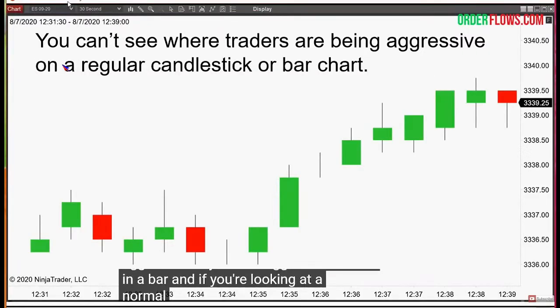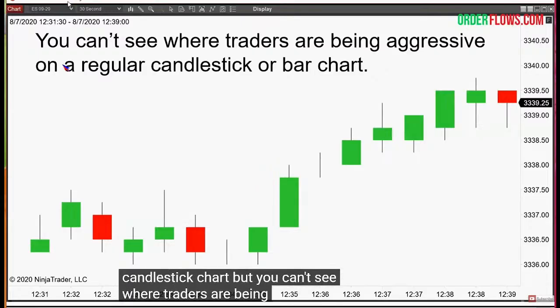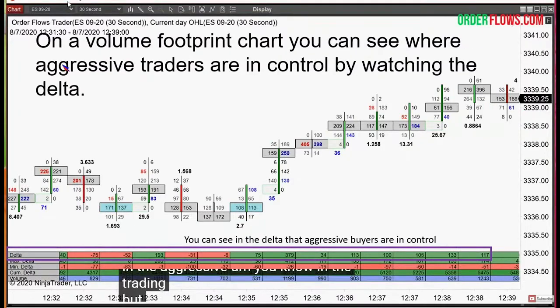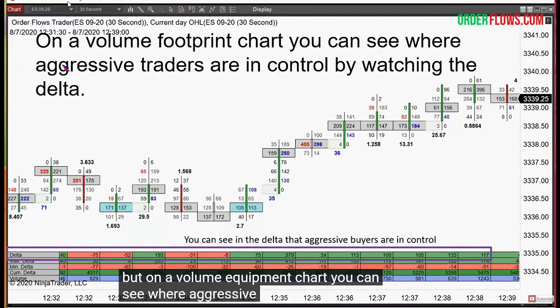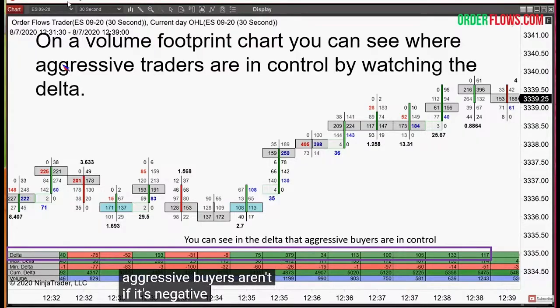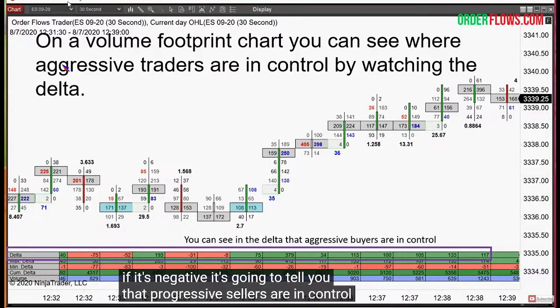If you're looking at a normal candlestick chart, you can't see where traders are being aggressive. You can't see if there is aggressive buying or aggressive selling. You don't know what's going on in the trading. But on a volume footprint chart, you can see where aggressive traders are in control by watching the delta. Now the delta is going to be along the bottom, and what it tells you, right? If it's positive delta, it tells you aggressive buyers are in control. If it's negative, it's going to tell you that aggressive sellers are in control in that bar.